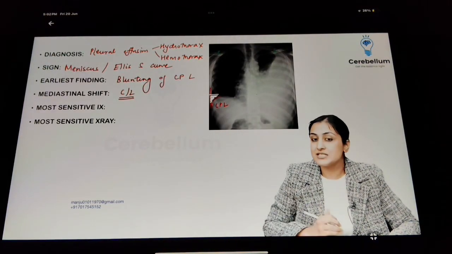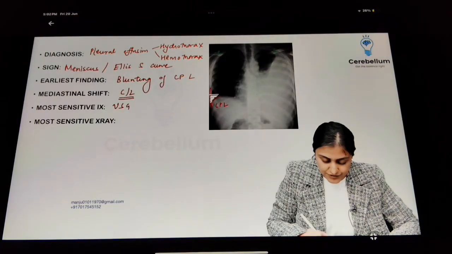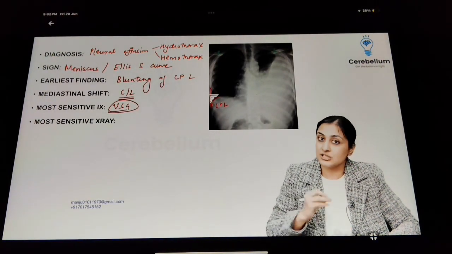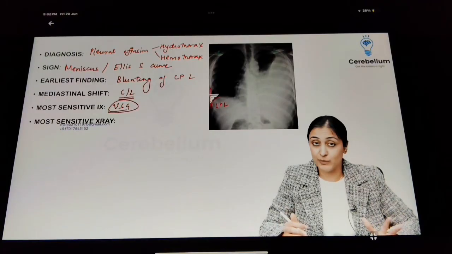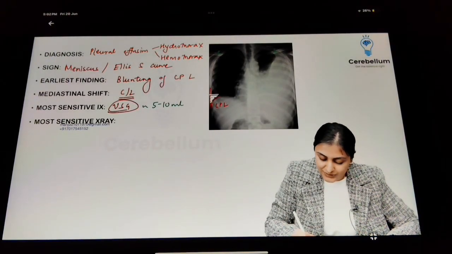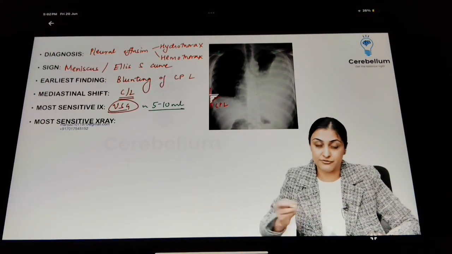The most sensitive investigation, what do you remember? Any fluid, it is ultrasound. So ultrasound is the most sensitive investigation that you have for fluid. What about the most sensitive X-ray? So here I want to tell you some numbers also, you may or may not remember. Overall, when you compare it with ultrasound, ultrasound can even detect 5 to 10 ml of fluid. It's the most sensitive.